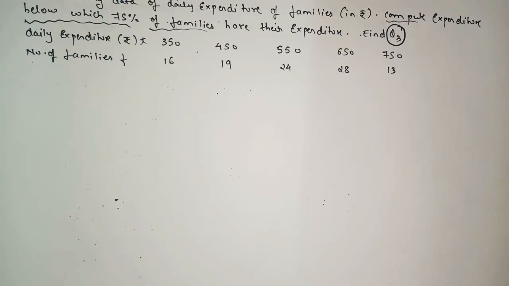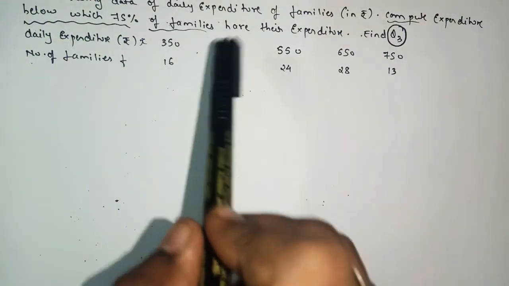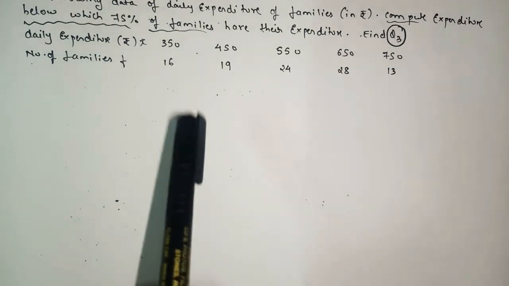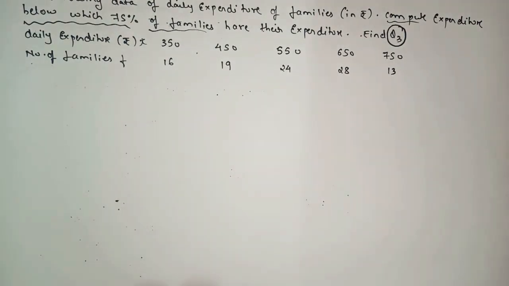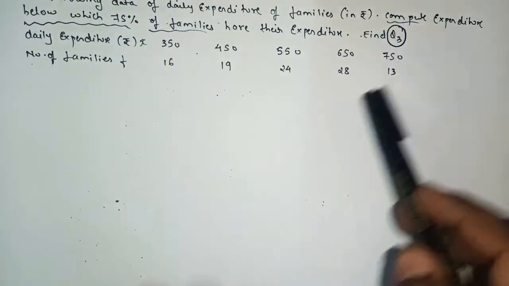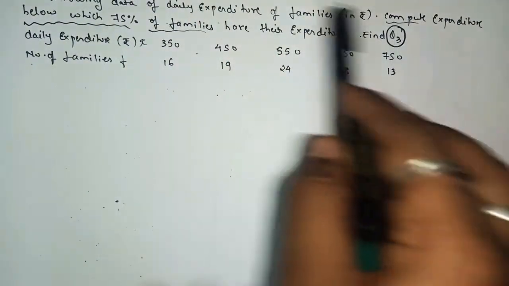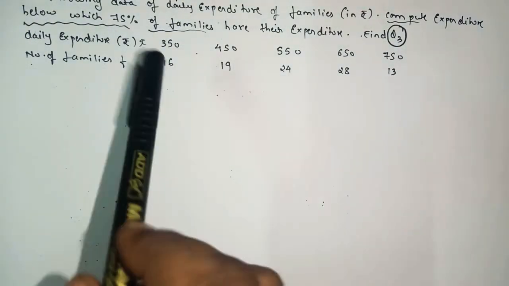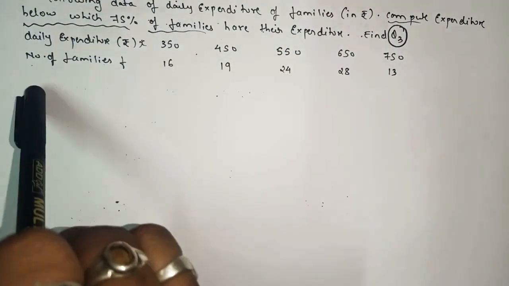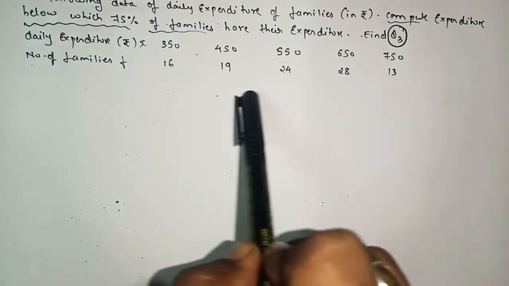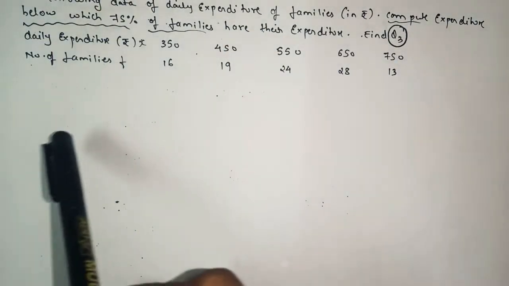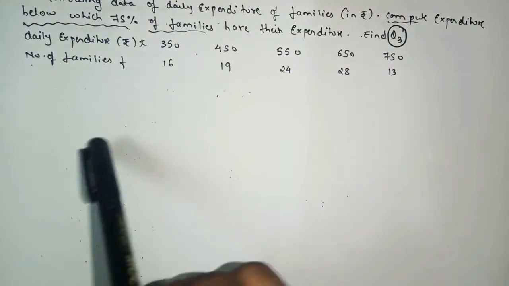But the type number two method is different and it is easy also. If you solve this sum by type number one, you will get the answer, but it will take too much time. So that's why I have given this sum as type number 2. Okay, if you want to solve by type number 1, listen here. 350 you will write 16 times, 350 comma 350 comma 350 comma 350 comma 350, 16 times. Then 450 19 times. Then 550 20.